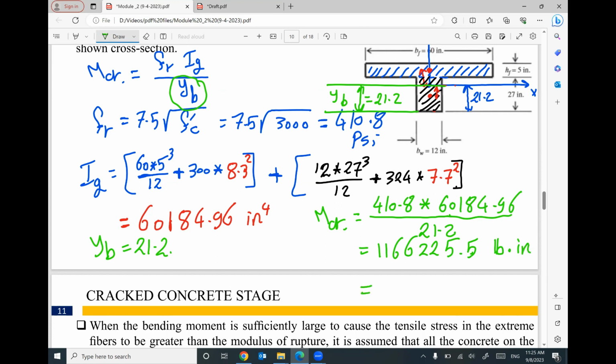I would like to convert your value of moment to kip foot. Anybody remember what I should do? Divide by 12,000. Thank you. It will be 97.2 kip foot.